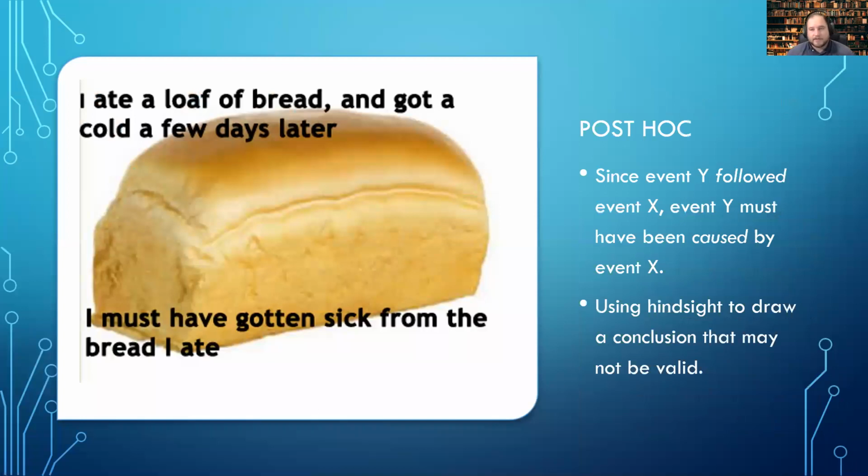A post hoc fallacy is where we use hindsight to draw a conclusion that might not be valid. Something happened in the past, and that means that this is what's happening right now. So I ate a loaf of bread and got a cold a few days later. So I must have gotten sick from the bread I ate. There could have been a lot of other reasons that you got sick. It didn't necessarily have to be the bread. This is where we talk about correlation not equaling causation. Just because two things happened doesn't mean that one thing caused the other.